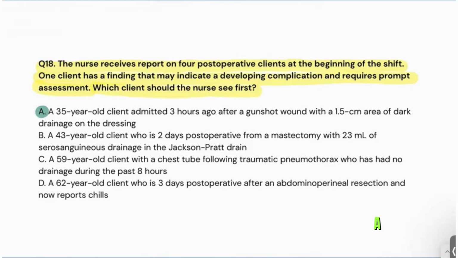Let's do it. A, a 35-year-old client admitted 3 hours ago after a gunshot wound with a 1.5 cm area of dark drainage on the dressing. Letter B, a 43-year-old client who is 2 days post-op from a mastectomy with 23 ml of serosanguineous drainage in the JP drain. Letter C, a 59-year-old client with a chest tube following traumatic pneumothorax who has had no drainage during the past 8 hours. Or letter D, a 62-year-old client who is 3 days post-op after an abdominoperineal resection and now reports chills.